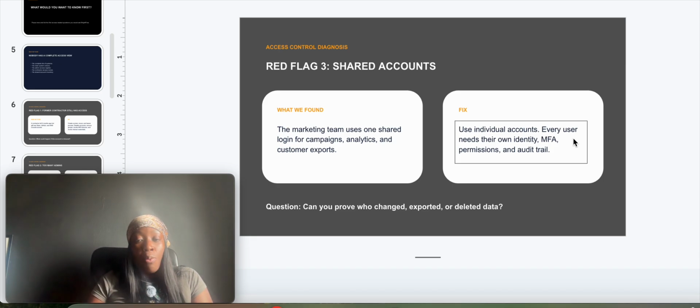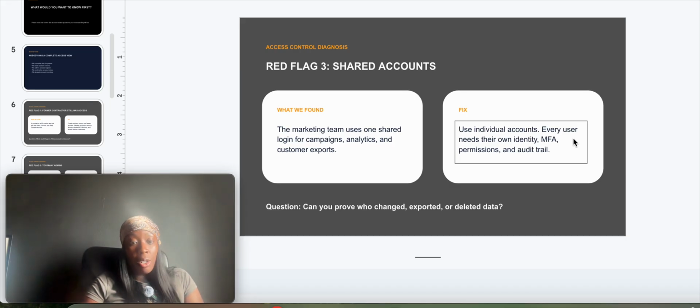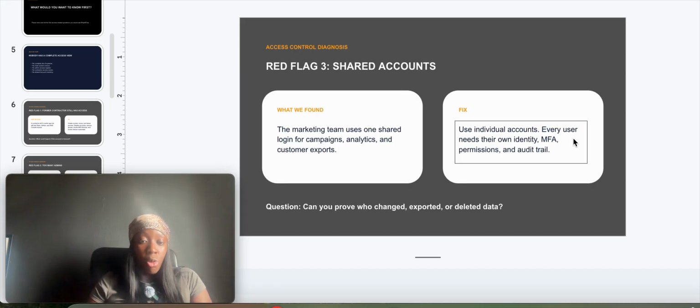And that's why it's important to have individual accounts with multi-factor authentication, and also the ability for signals to be sent so we can apply conditional access. So conditional access being making sure that we take into account risk as well as authentication before giving someone access to a resource. So the question here is, can you prove who changed, exported or deleted data? That's where having individual accounts becomes important.